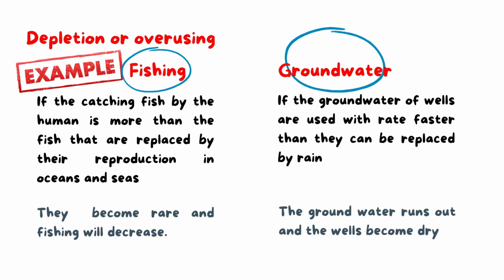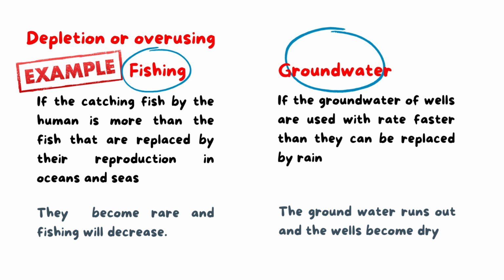If the catching of fish by humans is more than the fish that can be replaced, so fish become rare and fishing will decrease, because we catch fish more than the fish can be replaced by reproduction. Okay, so they will become rare and fishing will decrease because there is no fish in the sea or ocean, or we have a small amount of fish. Okay, so here this is the first example for depletion or overusing, the opposite of preservation.